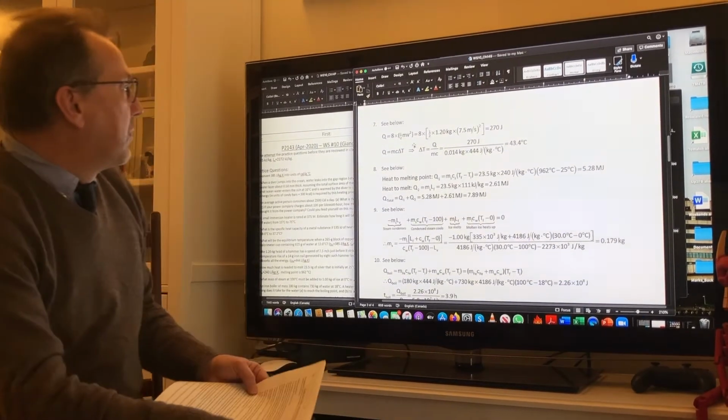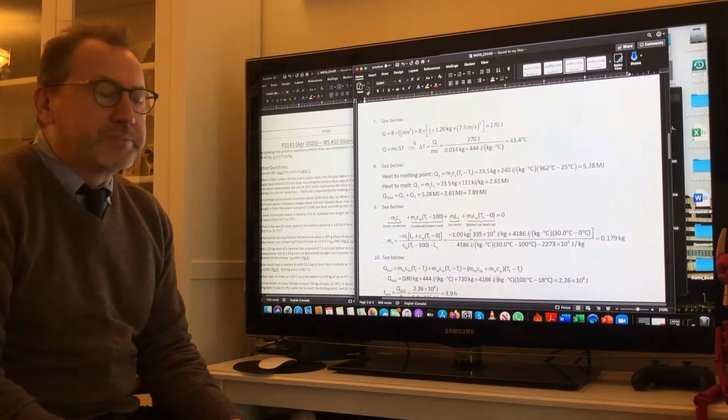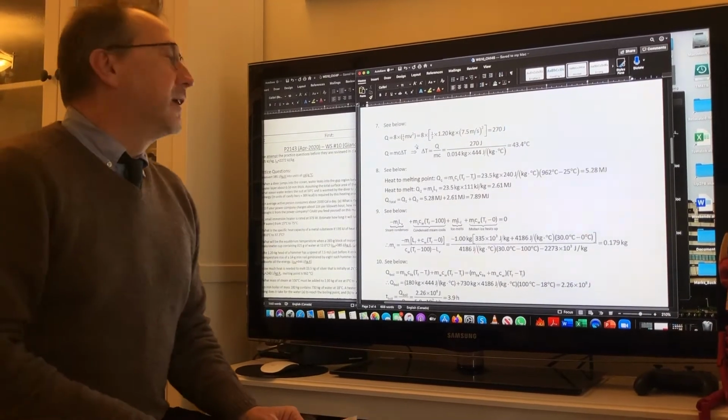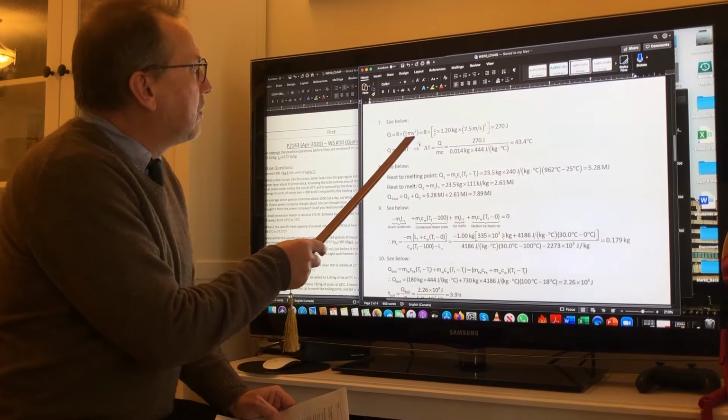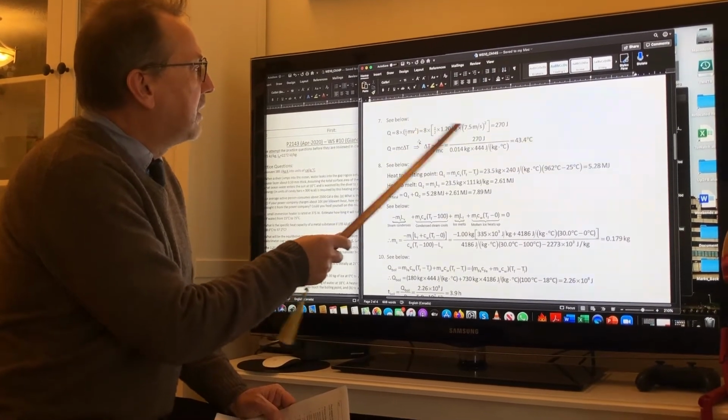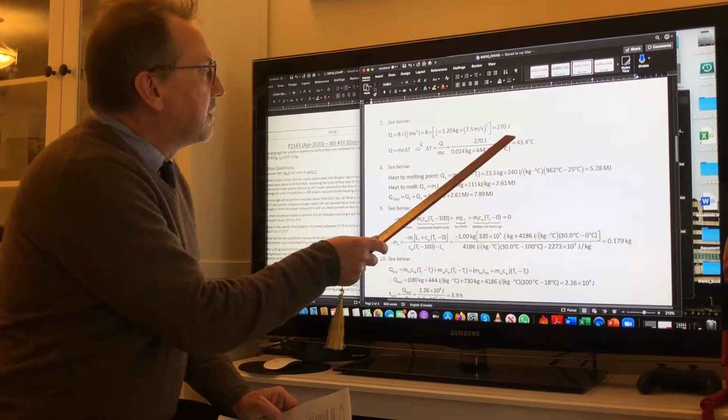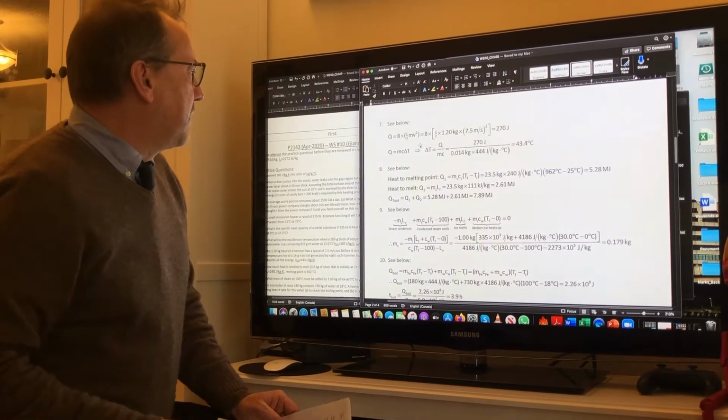Okay. Well, the energy Q absorbed by the nail will be 8 blows times the kinetic energy of the hammer, which is 1/2 m, the mass of the hammer, and v squared, the speed squared of the hammer. So the nail absorbs 270 joules of energy.